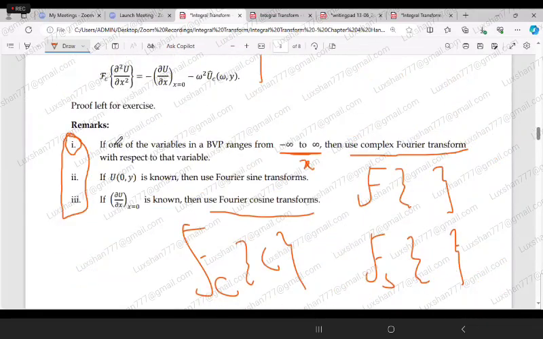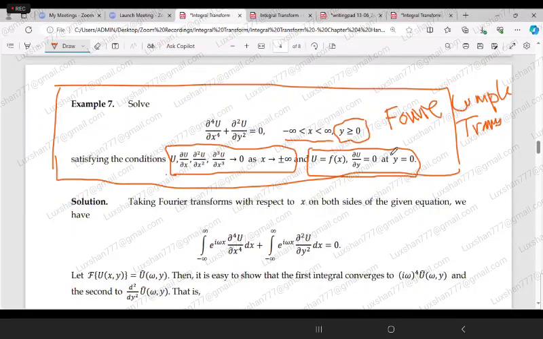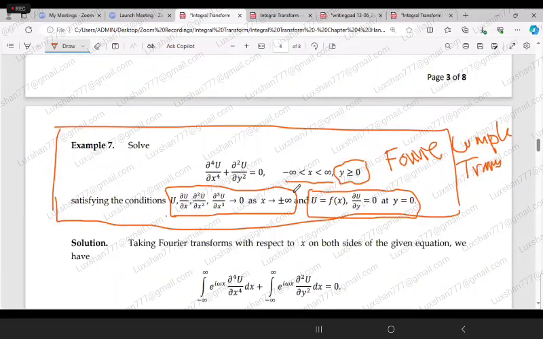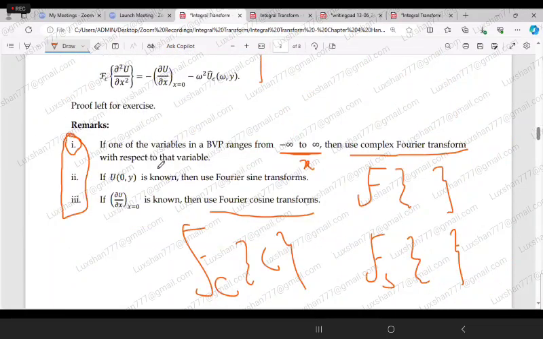That is what it says here: minus infinity to plus infinity. Then we have to use the Fourier transform. Depending on the information given in the question, we have to choose the method. Okay, right. So we'll do that part.